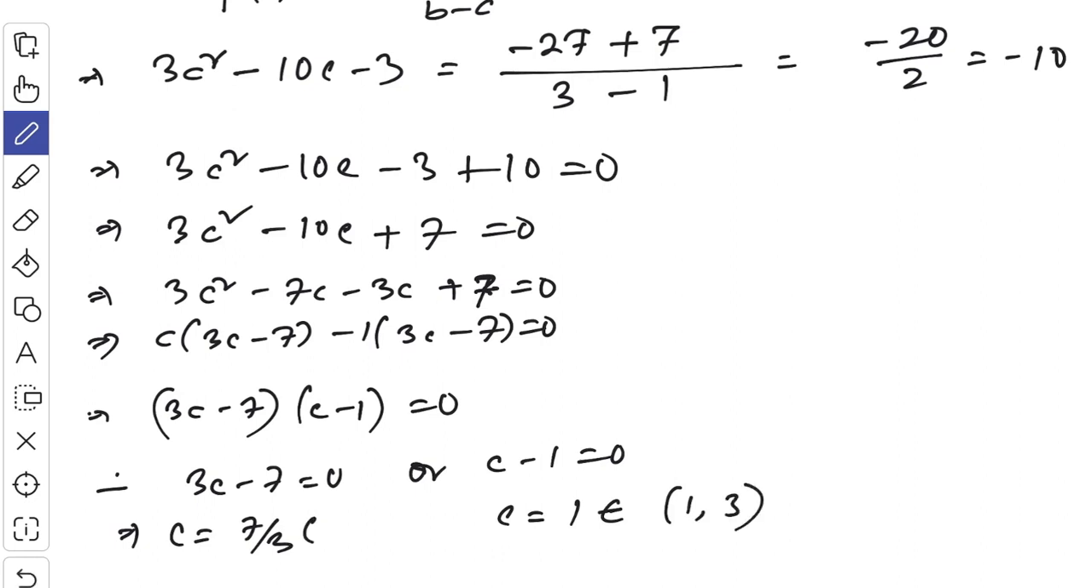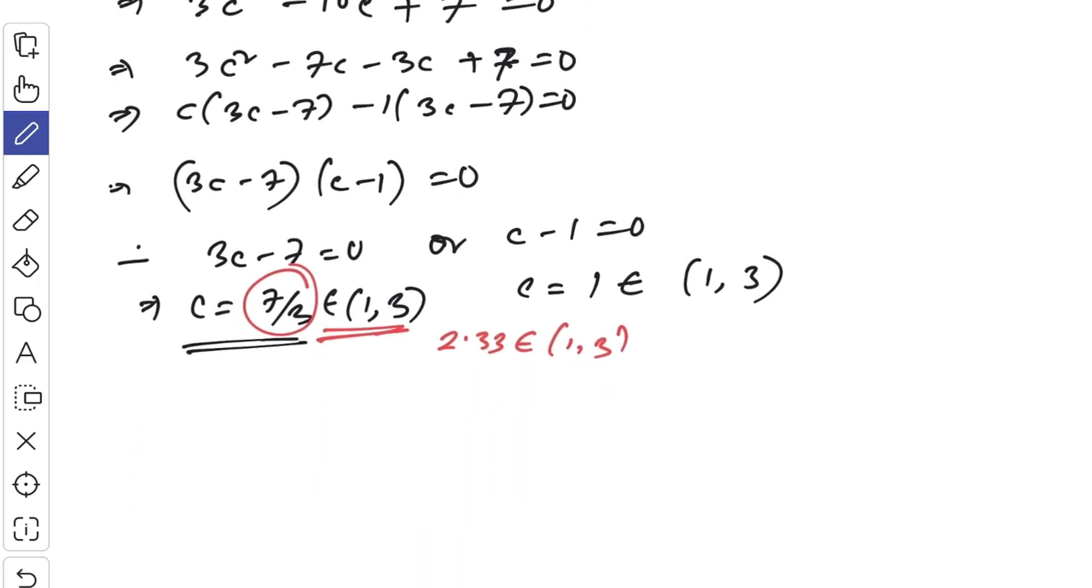But 7 by 3 does. It belongs to the open interval 1 to 3. So we can say, as this value 7 by 3 belongs to this open interval 1 to 3, because 7 by 3 will be 2 point something, isn't it? So 2.33 maybe, which is in the open interval 1 to 3. So that's why mean value theorem is verified.